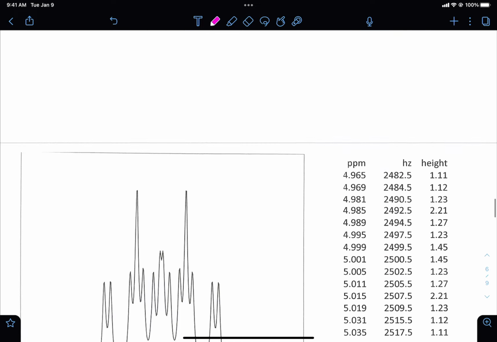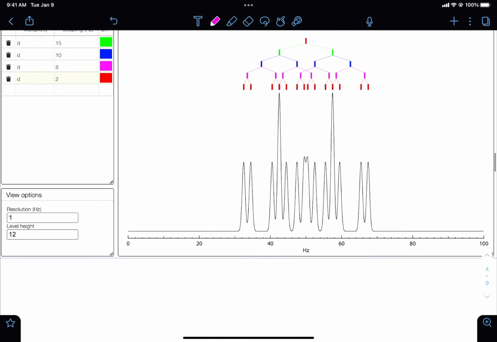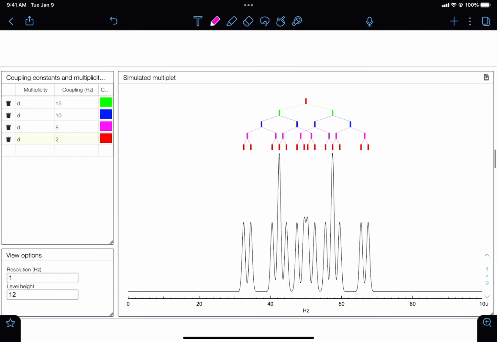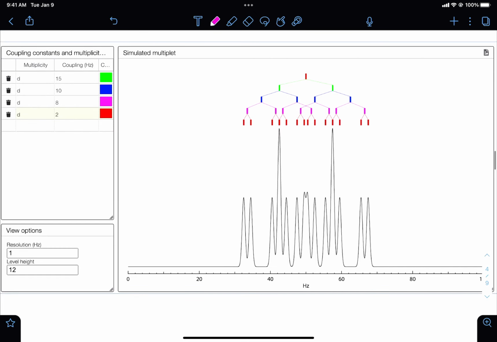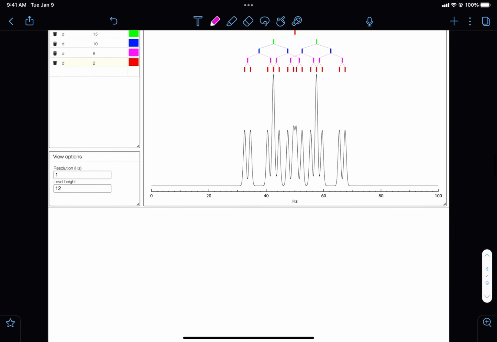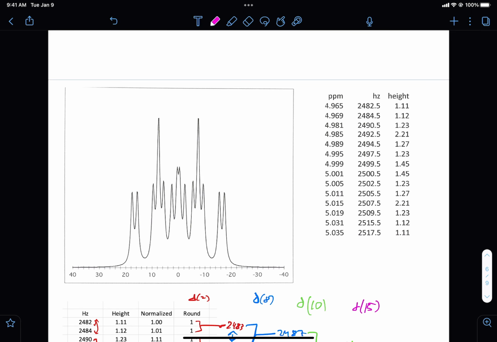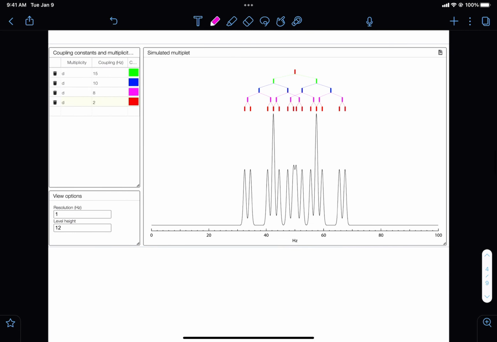So what does that splitting look like? It looked like this. Here I went back to our multiplet simulator, and I put in a doublet of 15, a doublet of 10, a doublet of 8, and a doublet of 2. You can see the shape is the same as what we were just looking at. I'll just compare that to that. They're really similar. The separation might be a little bit better in the simulator.